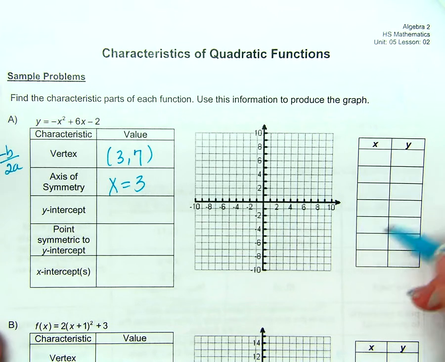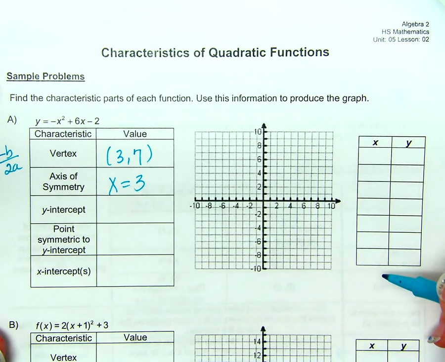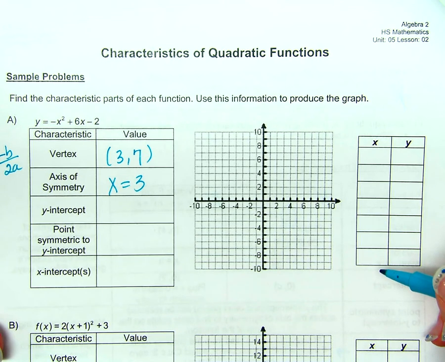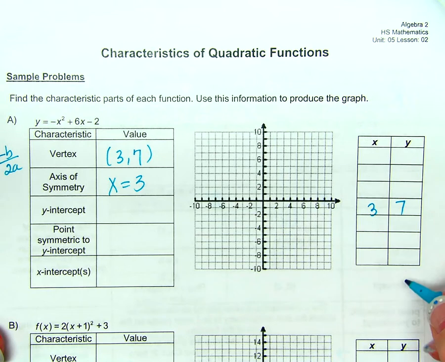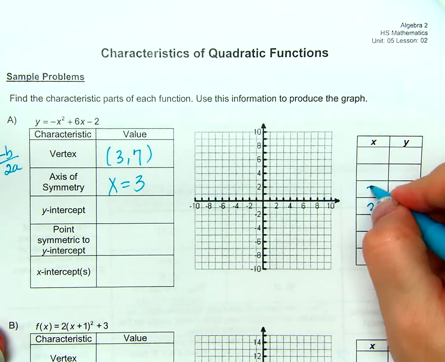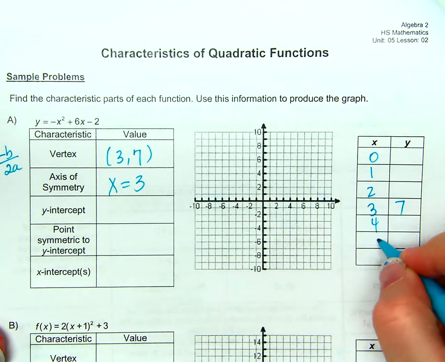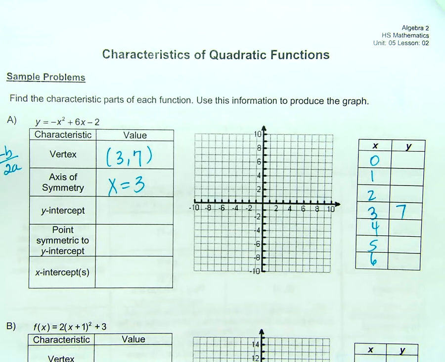Where should I put the vertex in the table? Why in the middle? Because it's in the middle of the parabola, isn't it? The vertex is in the middle of the parabola, so I'm going to go ahead and put that in the middle of my table. Go ahead and fill in my x values. Now at this point, if you want to take the time to plug every number in, that is so great. What else could I do instead?